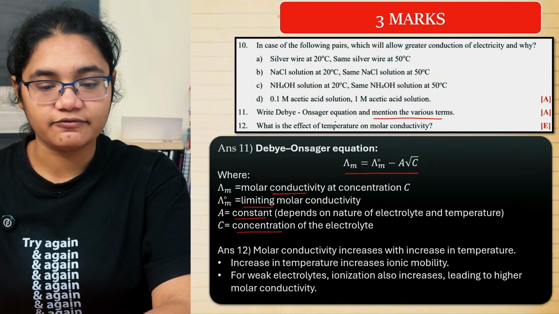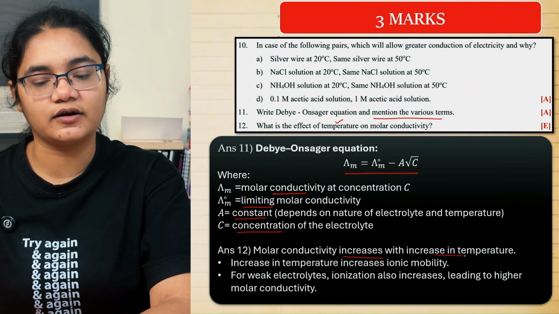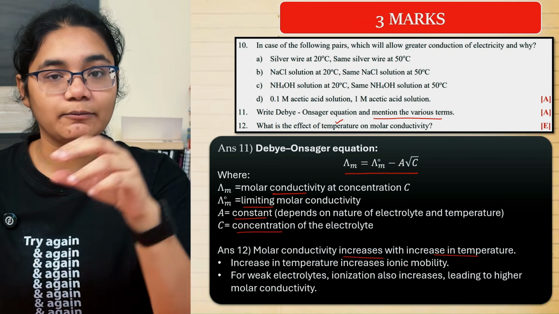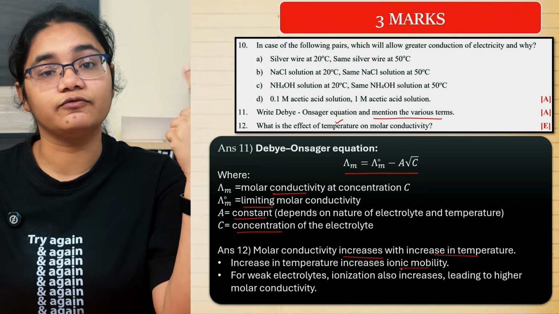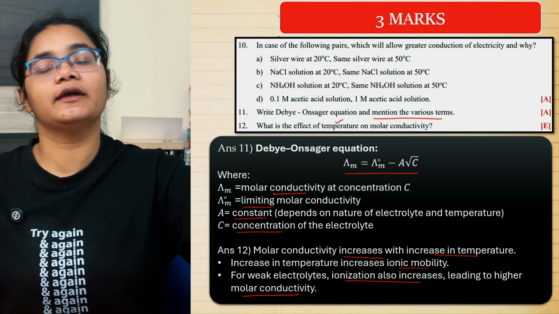Next, question number 12. What is the effect of temperature on molar conductivity? So as the temperature increases, the molar conductivity increases. The reason is that the mobility of the ions increases, and for weak electrolytes their dissociation increases, and that also leads to the higher molar conductivity.